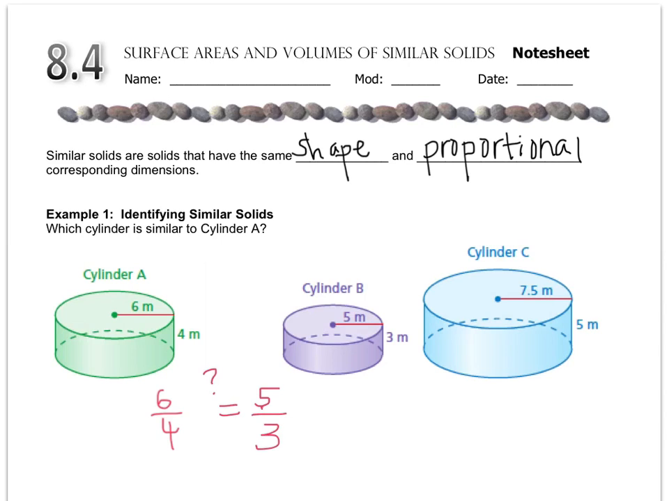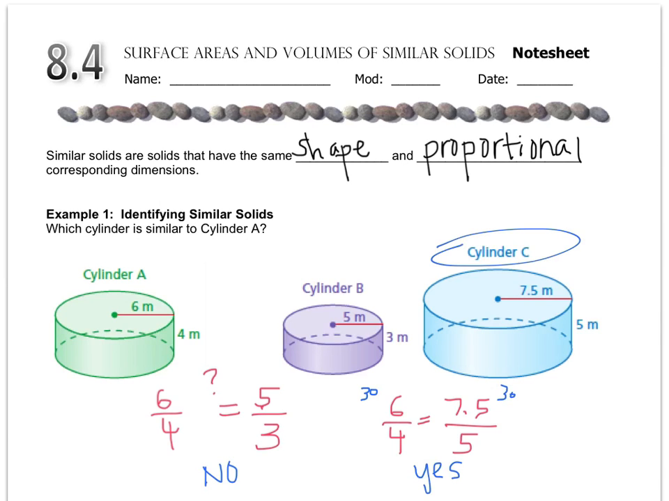Hopefully you're saying that the answer is no. So hopefully it's cylinder C. Let's just make sure. Does 6 over 4 equal 7.5 over 5? Now we hope that this is true, but multiply and confirm. When you do your cross multiplication, you'll get 30 from each side. And so this is a yes. So the answer is cylinder C is proportional. That makes it a similar solid.